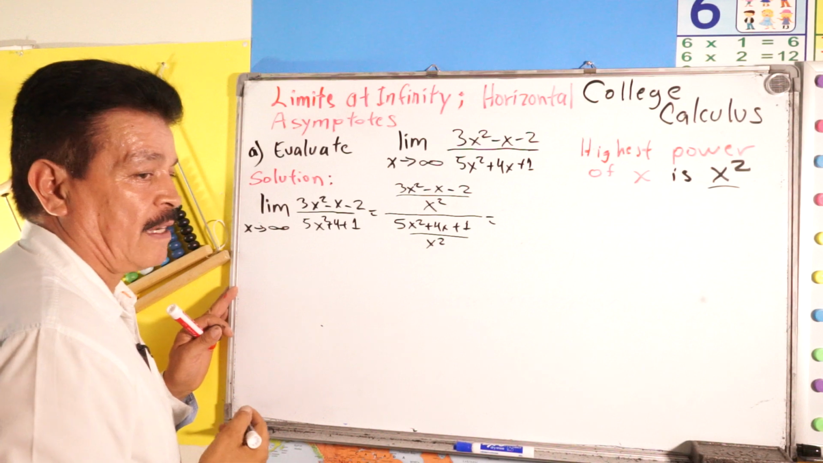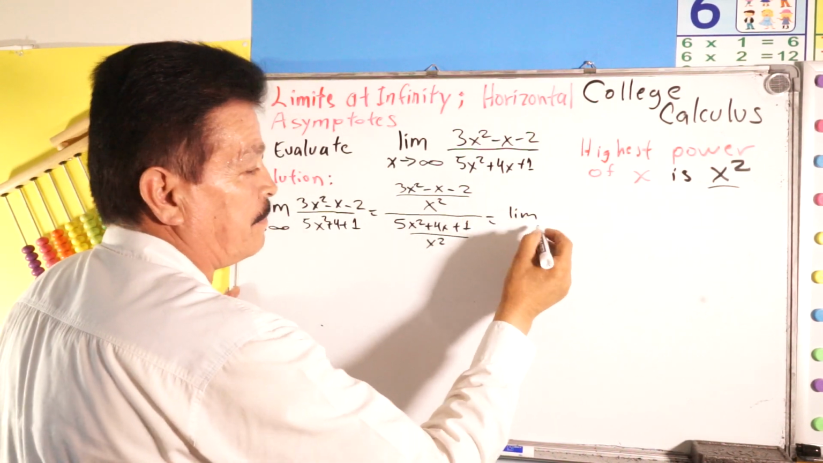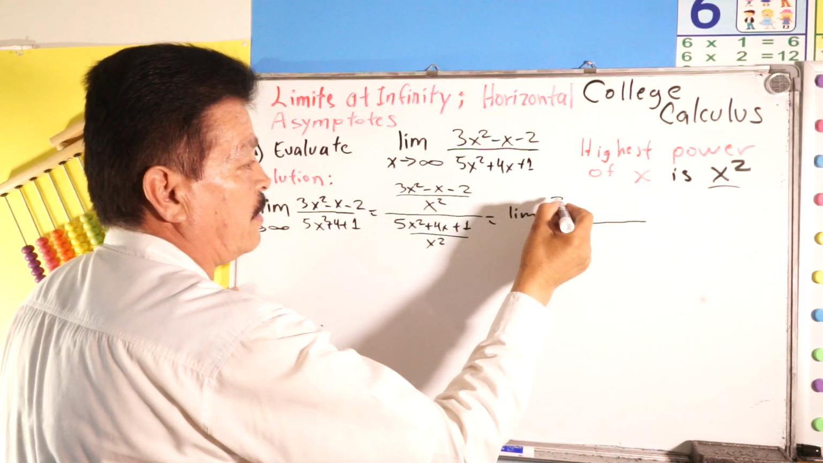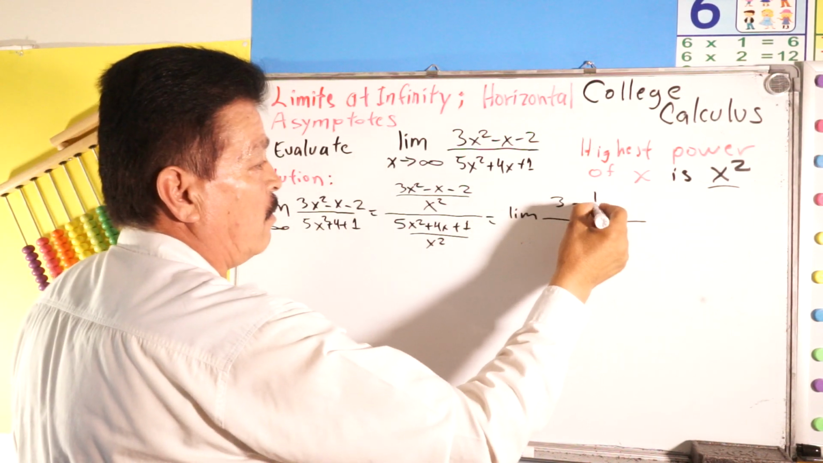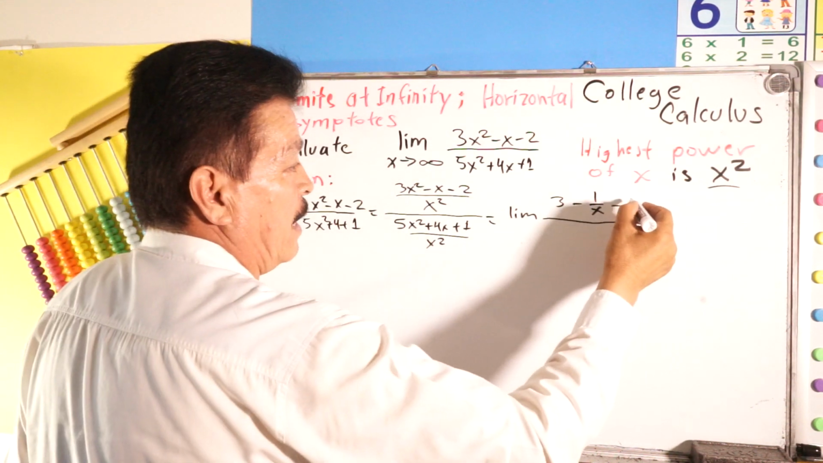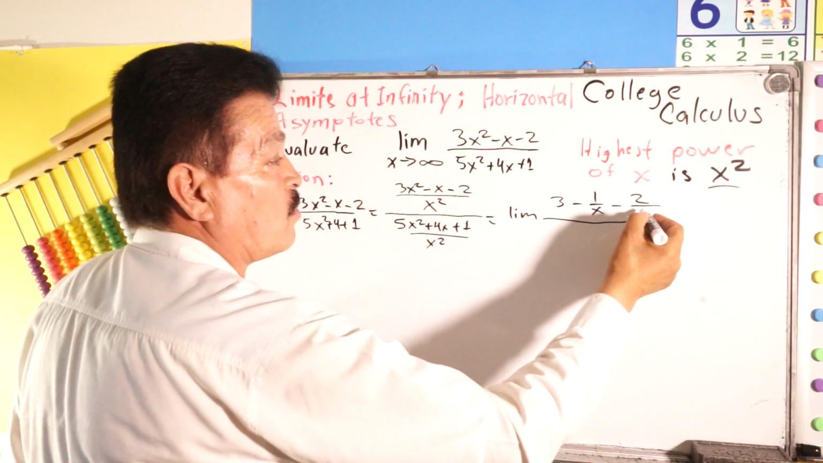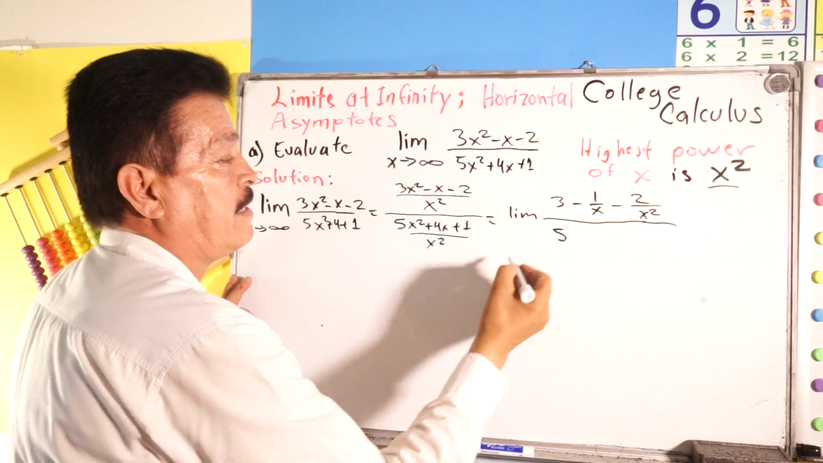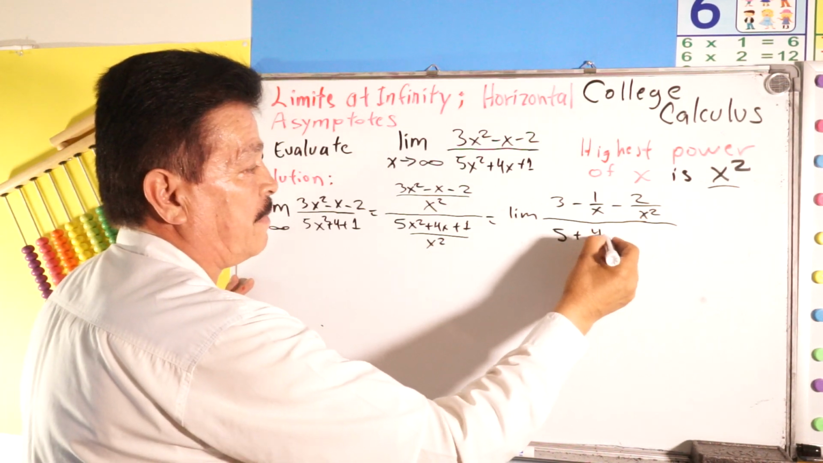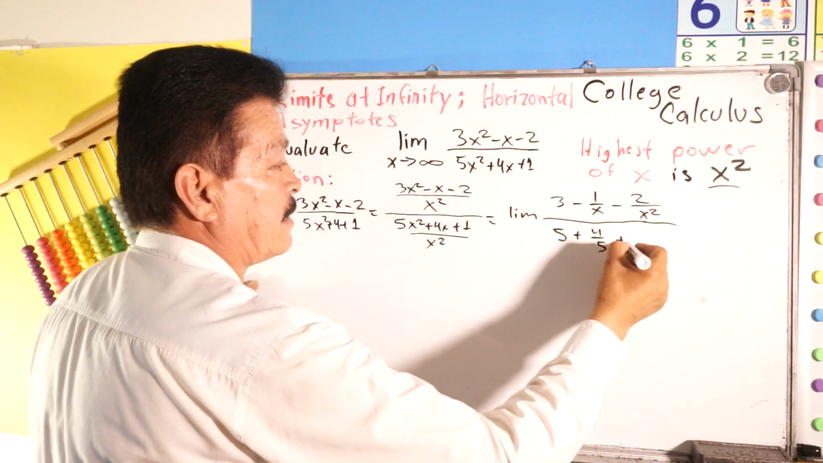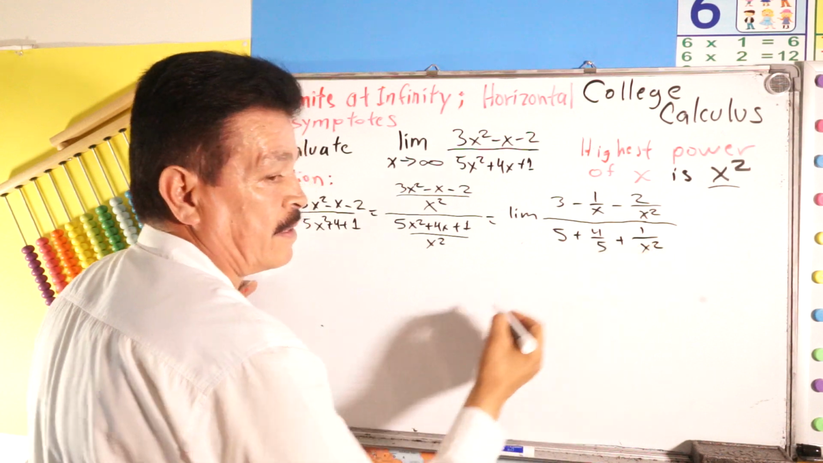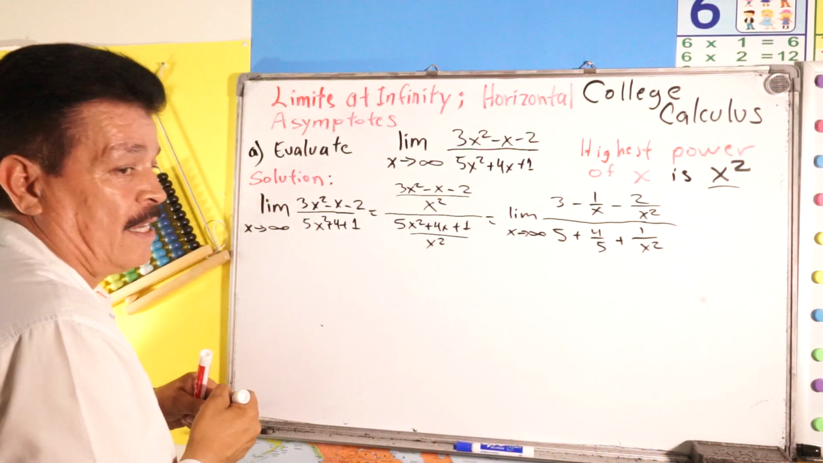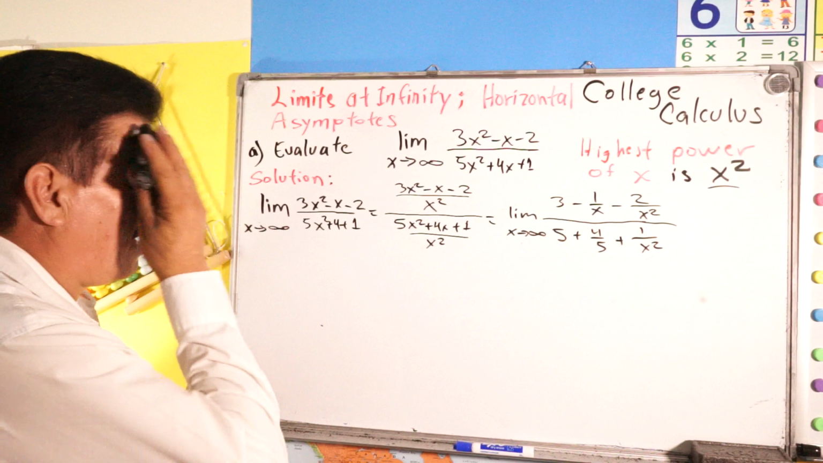When you simplify this fraction, we will have the limit of, in the top, 3 − 1/x − 2/x², and in the bottom, 5 + 4/x + 1/x², when x approaches infinity. So this is our first step.